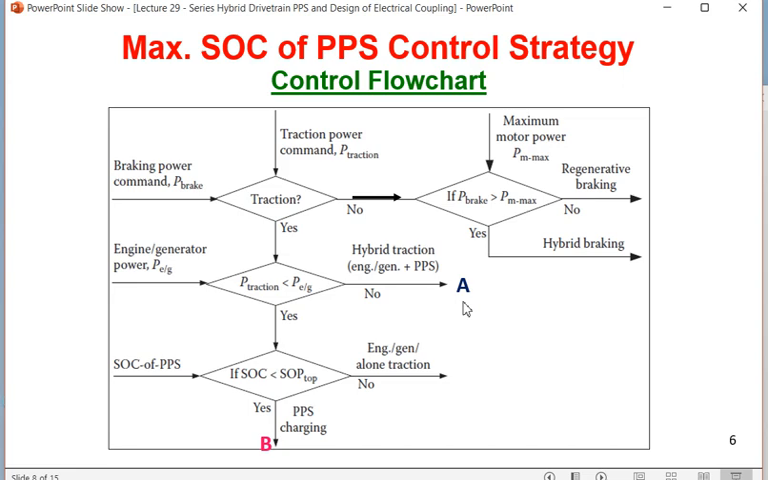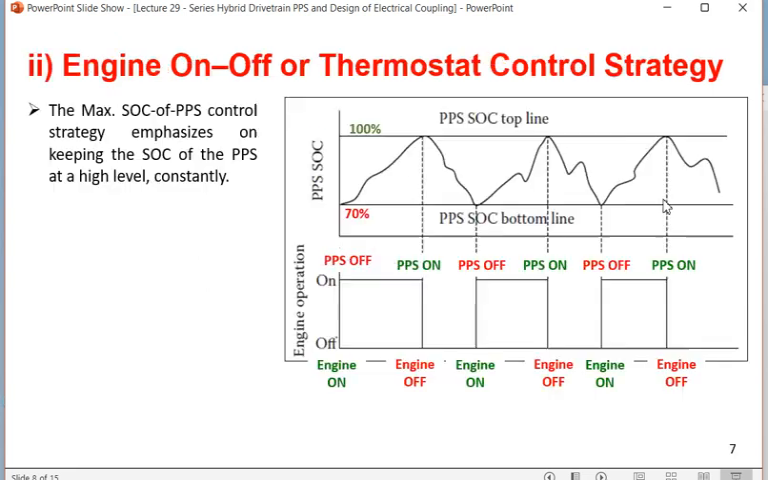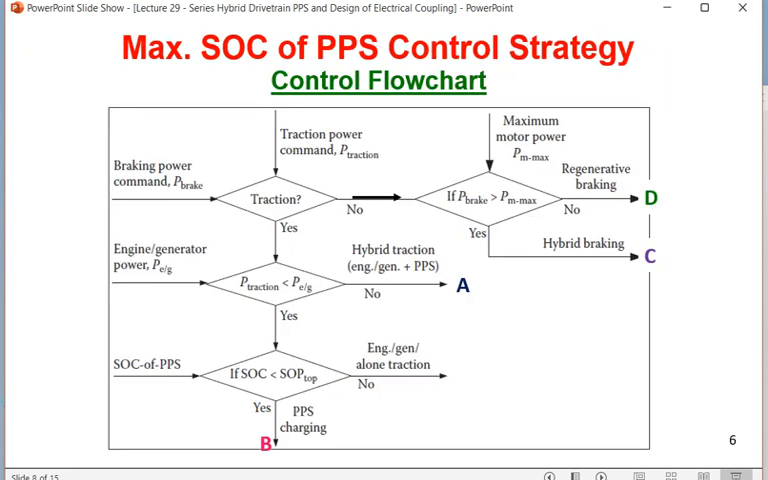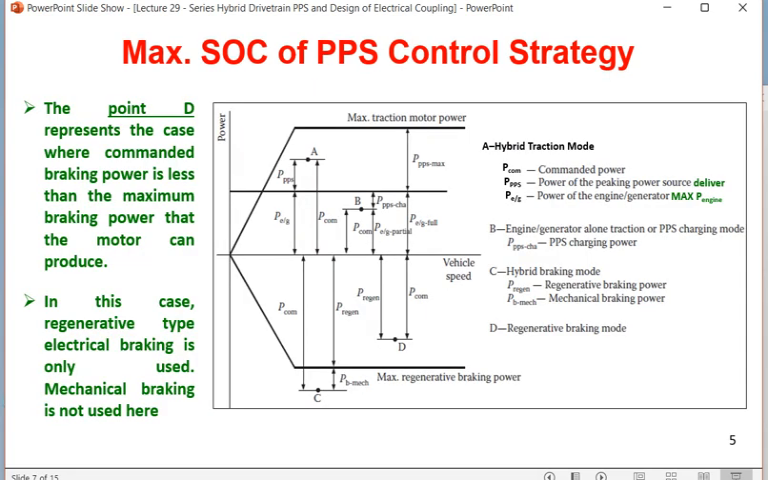If it is braking, then you have to see whether the braking power command is greater than the PM max, that is the motor or electrical braking power. If the required braking power is greater than the electrical braking, in that case you have to apply hybrid braking, electrical and mechanical together, that is strategy C. If the required power is less than the motor power, in that case you can go for strategy D, right? Likewise like that. So this can also be asked as a 10 mark question. In that case you have to explain ABCD in full. Some part of the previous graph you can show and then explain.